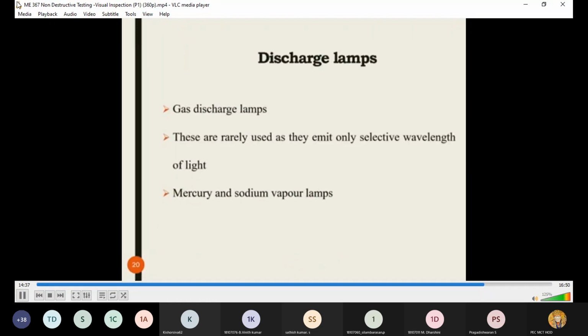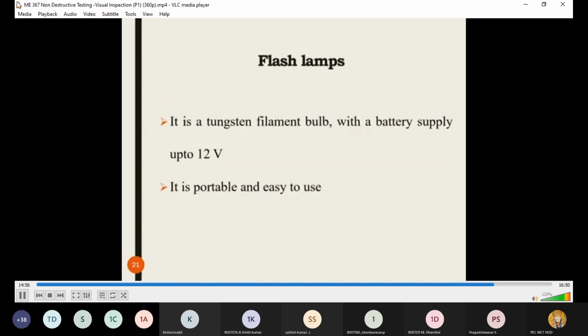Now the last ones are actually the discharge lamps. They are commonly called gas discharge lamps. They are rarely used as they emit only a selective wavelength of light, that is, a certain wavelength, either yellow or green or red. So they can only emit a selective wavelength of light. Examples are mercury and sodium vapor lamps.